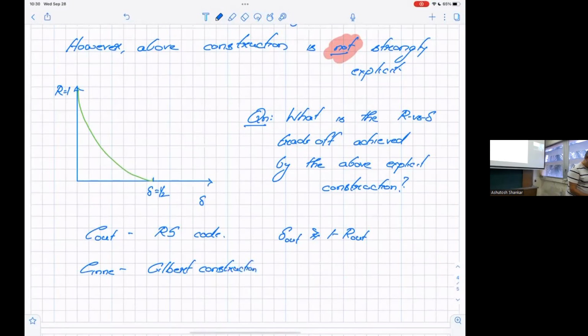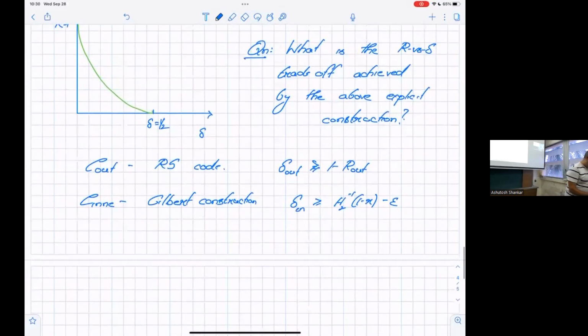You can get a code with what can you get? You can get delta greater than or equal to H2 inverse of 1 minus R minus epsilon. That's so R plus H2 of delta is always greater than 1 minus epsilon. So you can basically get this thing. So let's now put them together. So, the concatenation.